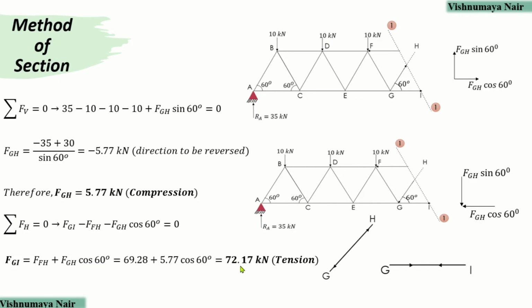Since this is positive, we do not have to change or reverse the direction of FGI. So it is going away from the joint G, and due to this force FGI going away from this joint G, there will be an equal and opposite force going away from the joint I as well. Therefore, the force induced in the member GI can be represented by arrows coming towards each other, which means that the member GI is under tension and the tensile force FGI is equal to 72.17 kilonewton.